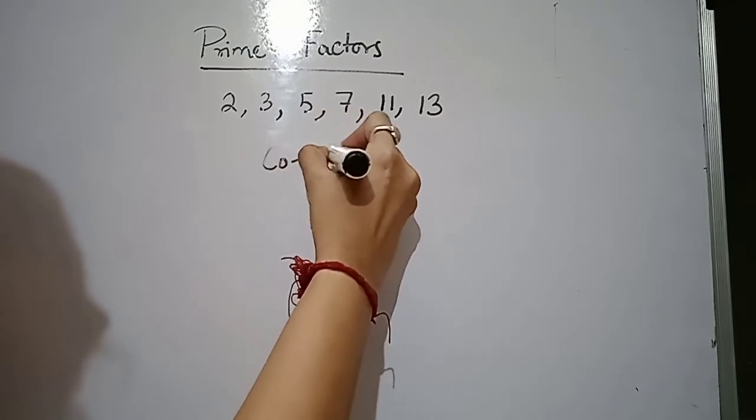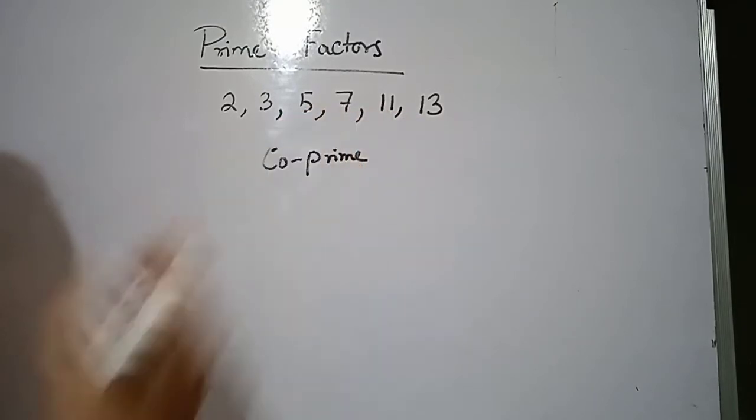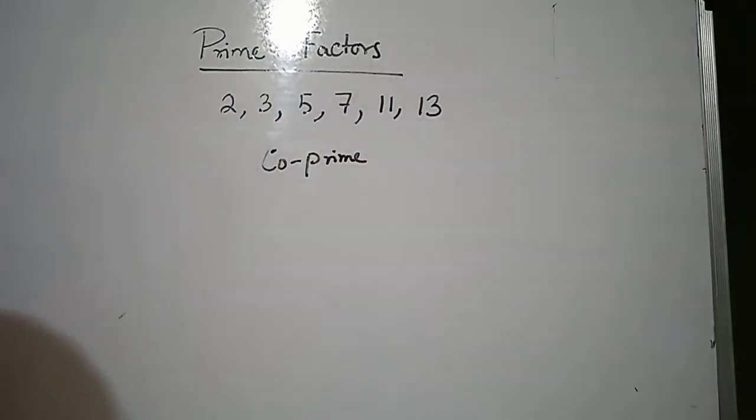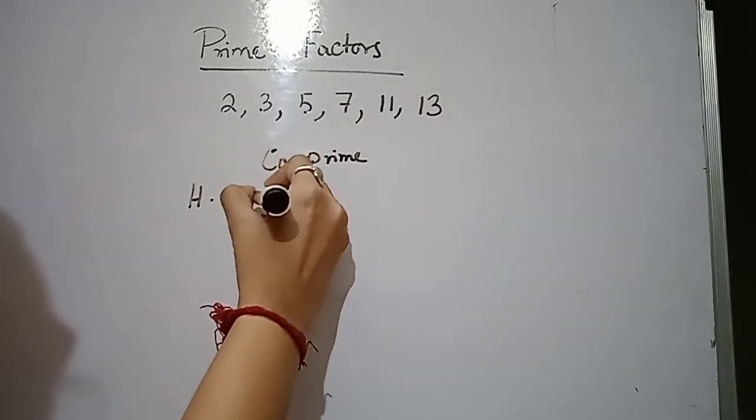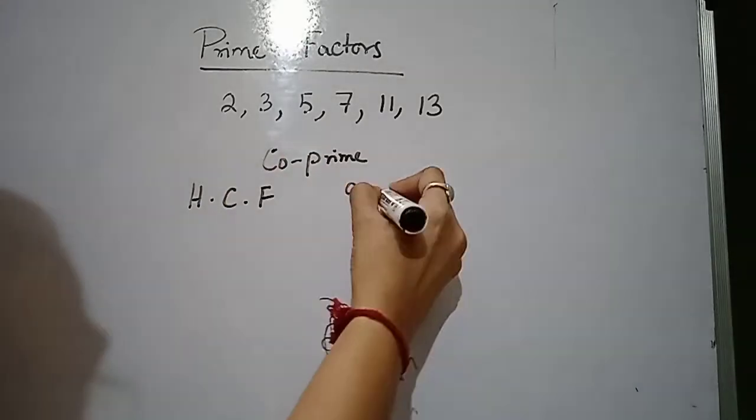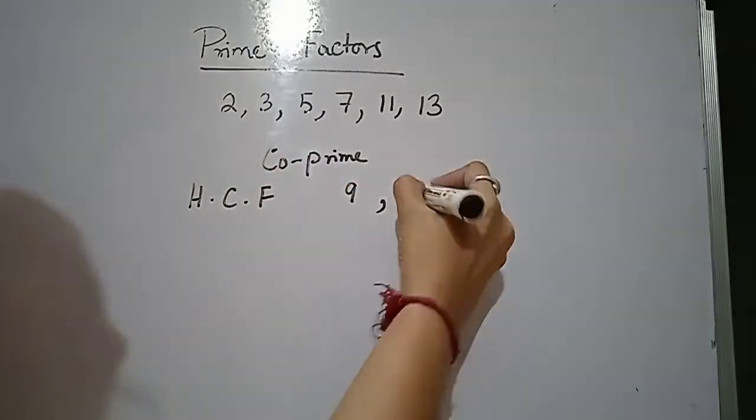Co-prime means the numbers which are prime to each other. By giving an example, you will understand it clearly. Suppose I need to find the HCF of two numbers, 9 and 11.